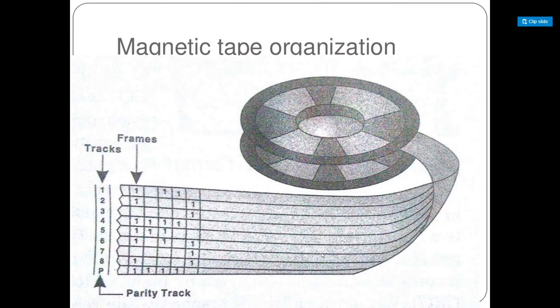If there is a mismatch between the number of ones found in the columns and the parity bit mentioned in the last track, then the whole sequence is tested again and reported that whatever information is written or read by this tape is not accurate, it's wrong. In this way we can come to know whether you can trust this information or not.